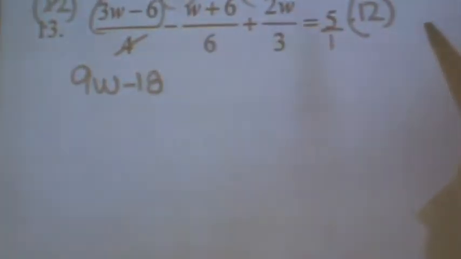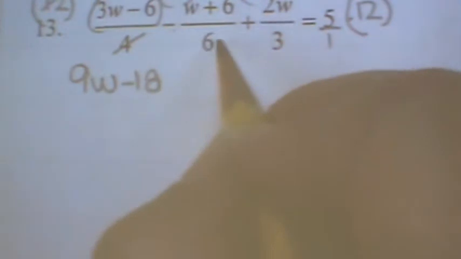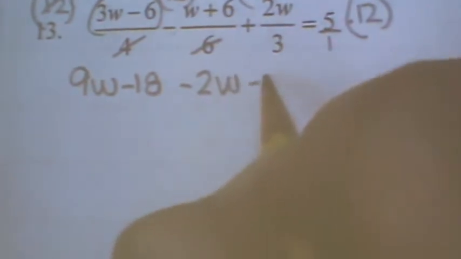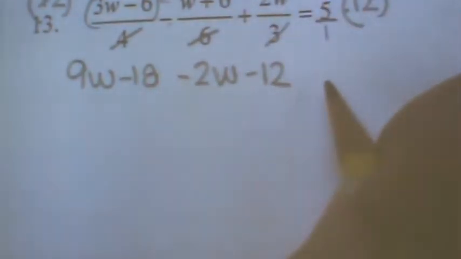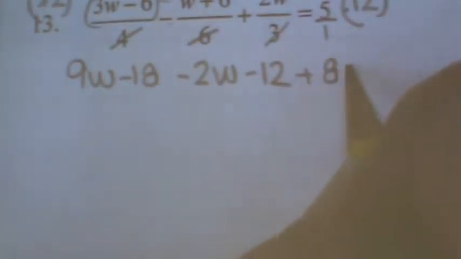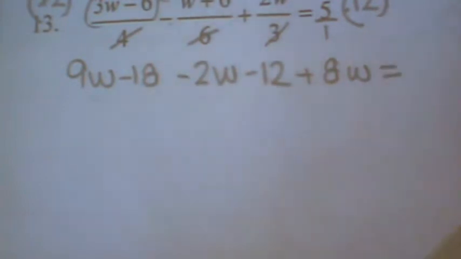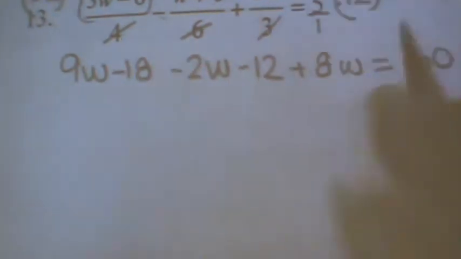What do I do with that 3 and this 3? Distribute. 9w minus 18. Now, don't forget, there's a minus here. So 6 goes into 12 2 times, so this is going to be minus 2w minus 12, because it's negative, negative. 3 goes into 12 4 times. 4 times 2w is 8w. And what's 5 times 12? 60.